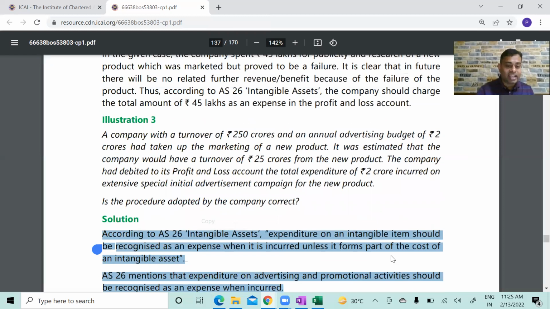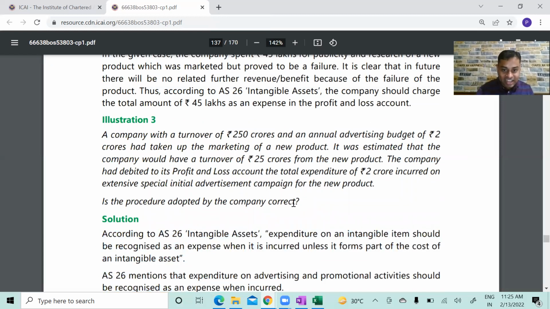If you write just "Correct" to the question, "Is the procedure adopted by the company correct?" Chintu will write that answer to question number 3. Sir, my correct answer is correct only, no? Your correct answer is correct. But I told you there are 3 types of answers. One is the correct answer, one is the wrong answer, one is the ICAI answer. Only when you write the ICAI answer will you get the marks.